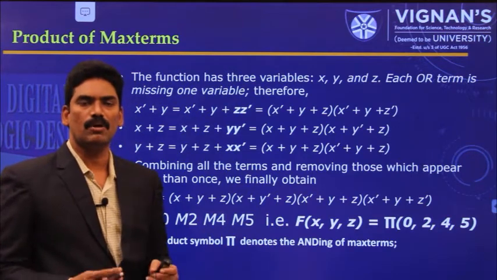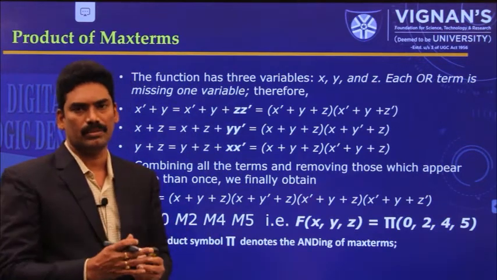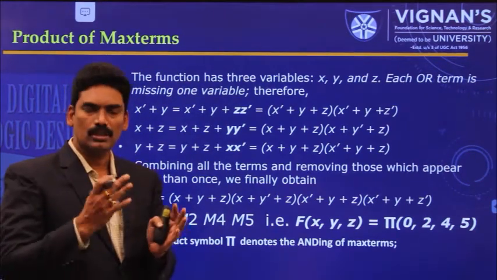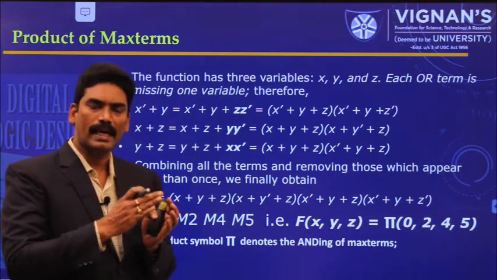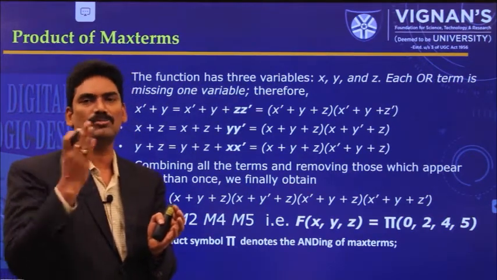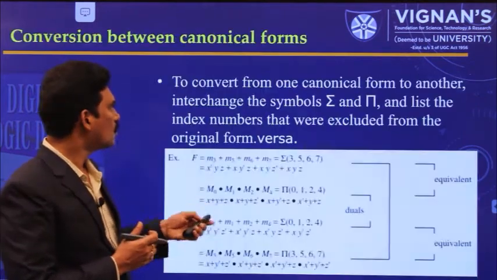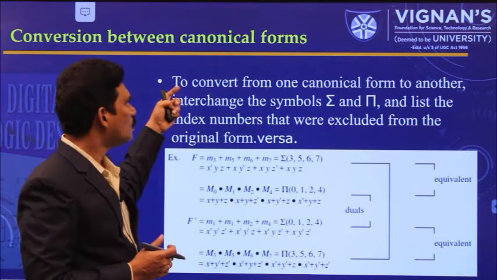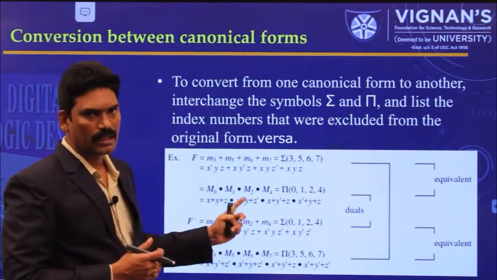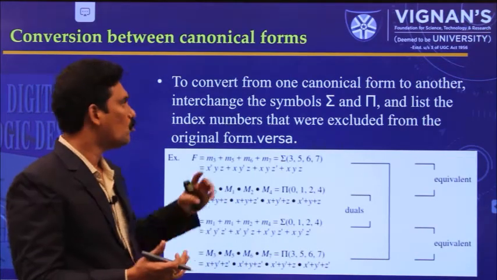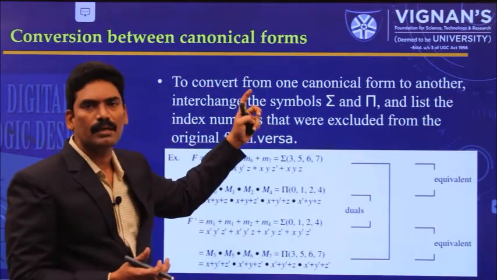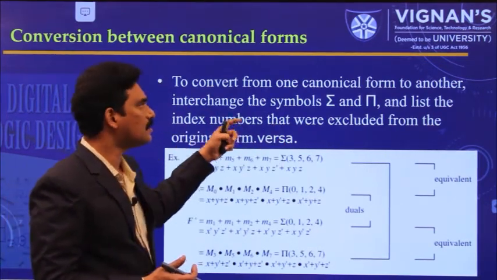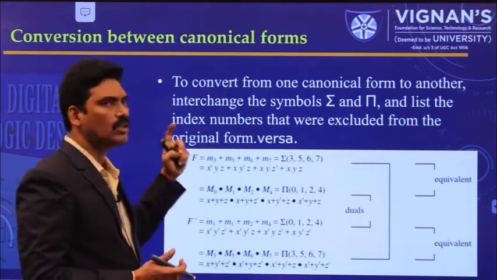Now we are going to discuss conversion between canonical forms. We have two canonical forms now, sum of minterms and product of max terms. We see how to convert product of max terms to sum of minterms and sum of minterms to product of max terms. So this is conversion between canonical forms. To convert from one canonical form to another, we have to interchange the symbols sigma and pi, and the list index numbers that were excluded from the original, and vice versa.